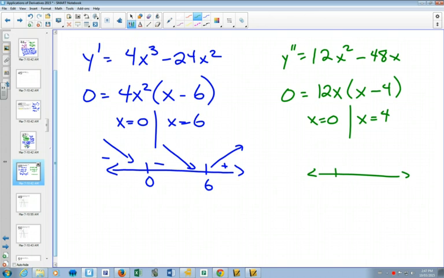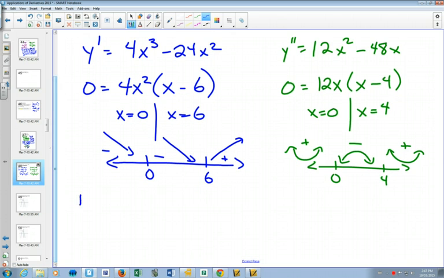And if we plug these in, 0 and 4, a value before 0, negative times a negative would be positive. Make our little cyclops here. There we go. And between 0 and 4, like 2, you're going to have a negative value. And then afterwards, a positive value again. So, for local mins and local maximums, here's our first derivative test.